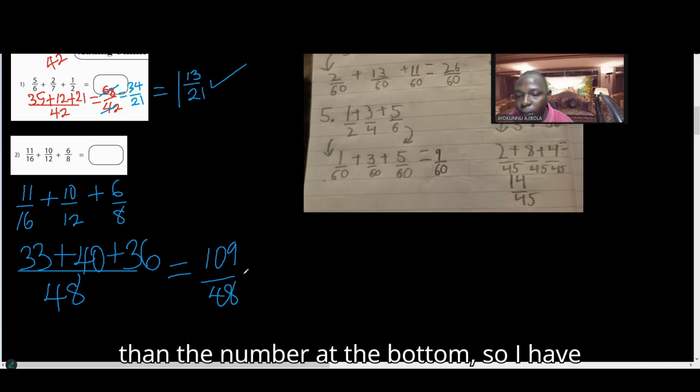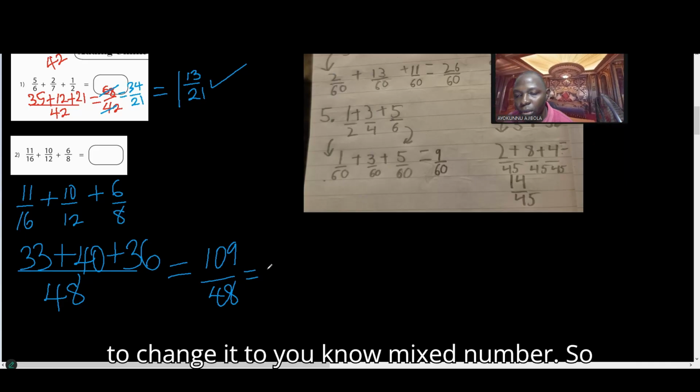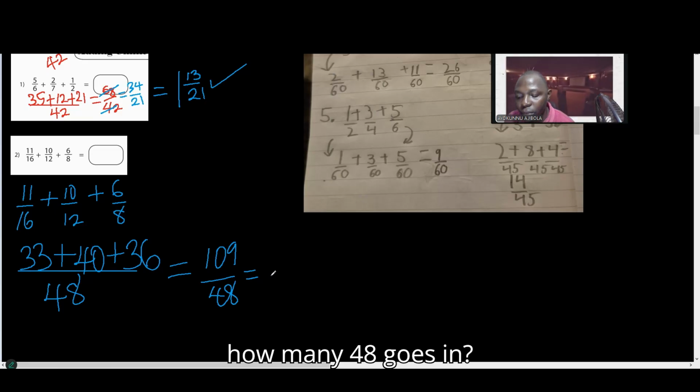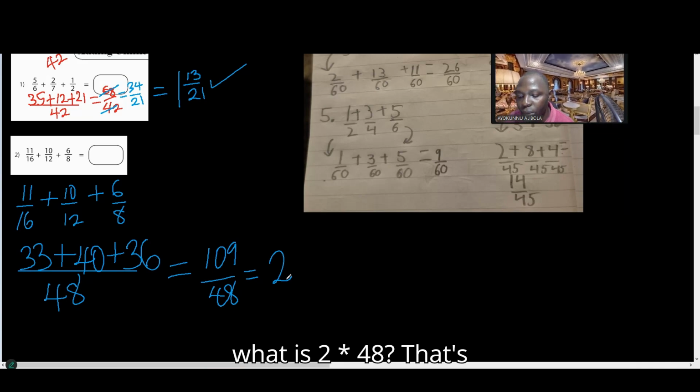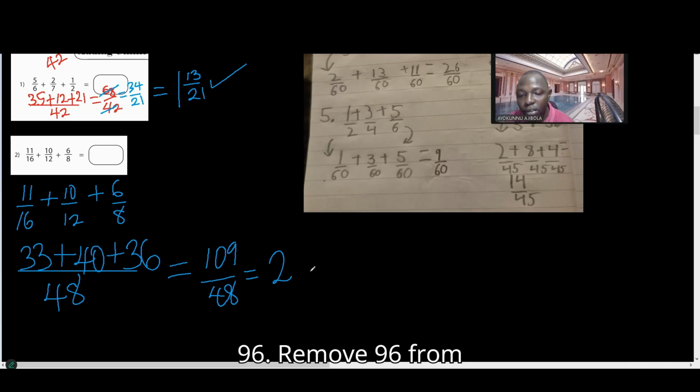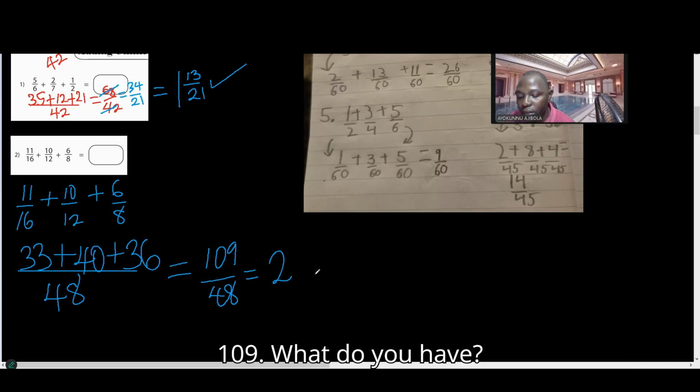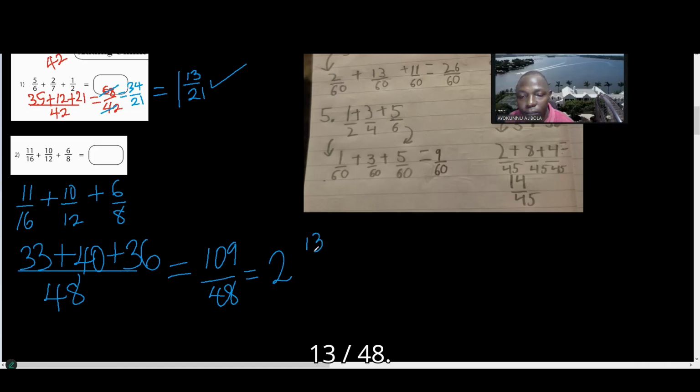So here now, I have a number at the top that is bigger than the number at the bottom. So I have to change it to a mixed number. So how many 48 goes in 109? That's 2. Okay. So what is 2 times 48? That's 96. Remove 96 from 109. What do you have? 13 over 48. Is that clear?